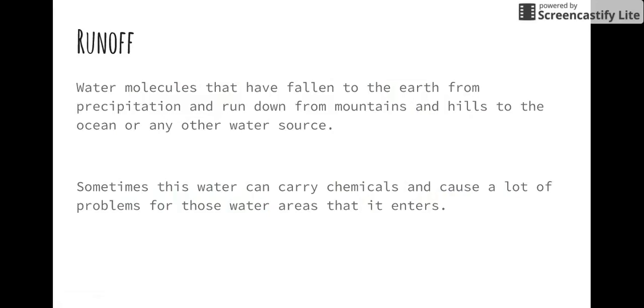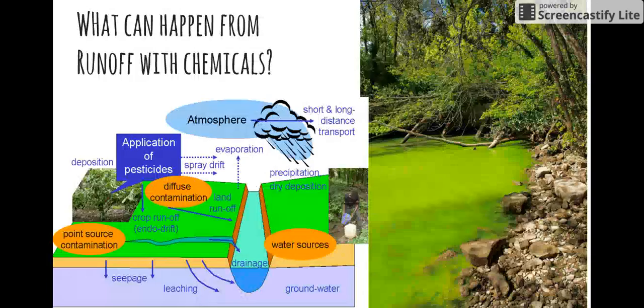Runoff is water molecules that have fallen to the earth from precipitation and run down from mountains and hills to the ocean or any other water source. So this water was rained down over land, but instead of being absorbed by the land, it comes down, usually by the force of gravity, and enters into oceans, lakes, rivers, and any other water source. Sometimes this water can actually carry chemicals and cause a lot of problems for those water areas that it enters. And this is because while the water is moving across the land, it can pick up different things like fertilizer and things like that.